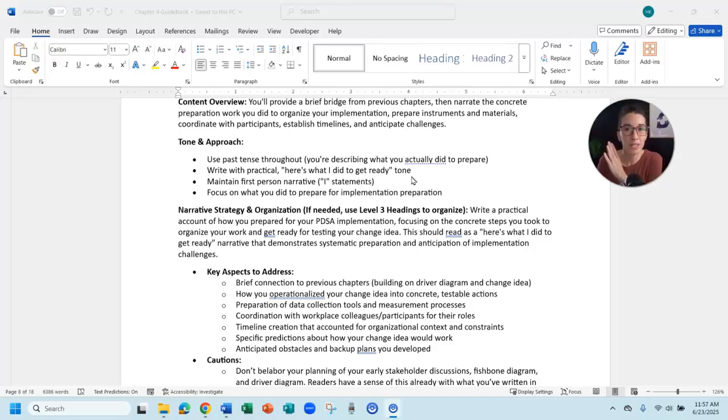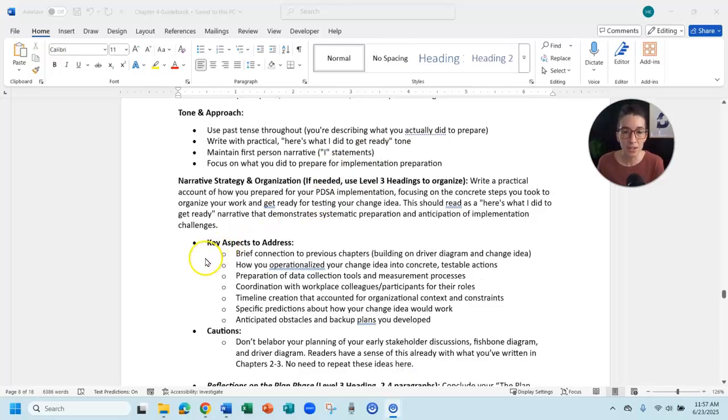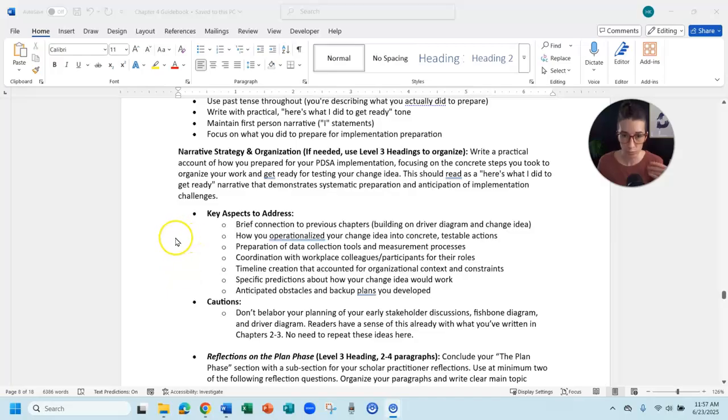So we will get to the do phase. You might be in your do phase right now, but you're not writing about that. You're writing specifically about the planning that you did. Maintain first person narrative that is coherent and consistent throughout. Focus on what you did to prepare. So for the narrative strategy and organization of this section, if needed, use some Level 3 headings to organize. Remember, the plan phase is a Level 2 heading.